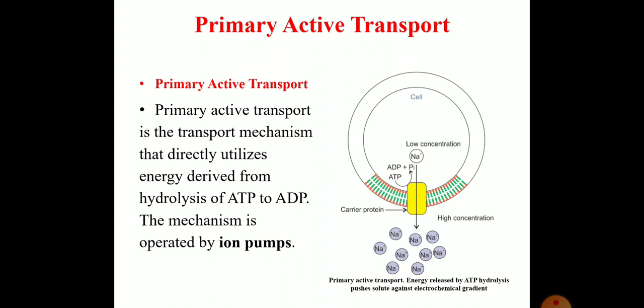The diagram here presented to you shows that the sodium, which is present intracellularly, is transported to the extracellular, out of the cell, by utilizing ATP and a carrier protein. So this type of transport where the sodium is pumped out of the cell by utilizing ATP is called active transport, and more accurately it can be called a primary active transport, as the sodium is pumped from low concentration to the high concentration by utilizing energy.